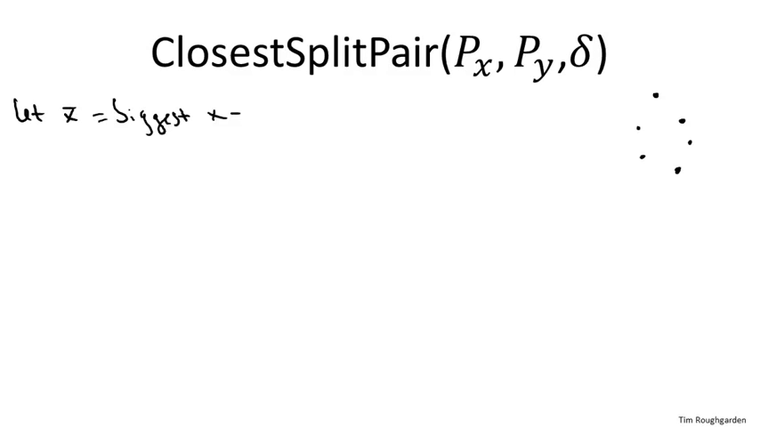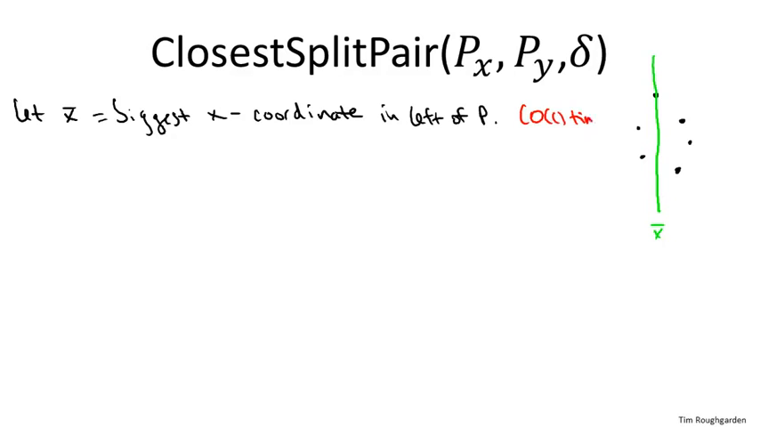In this example where we have 6 points, all this means is we imagine drawing a line at the third point. That's going to be x bar, the x-coordinate of the third point from the left. Now, since we're passed as input a copy of the points sorted by x-coordinate, we can figure out what x bar is in constant time, just by accessing the relevant entry of the array Px.